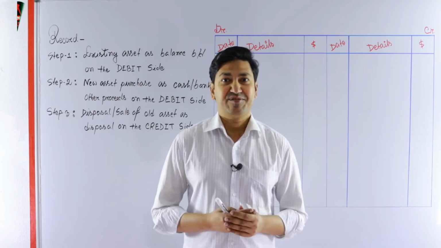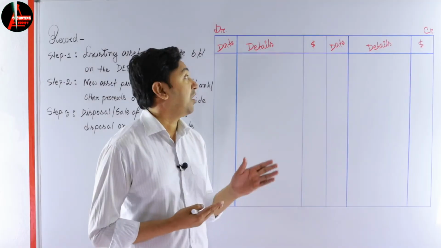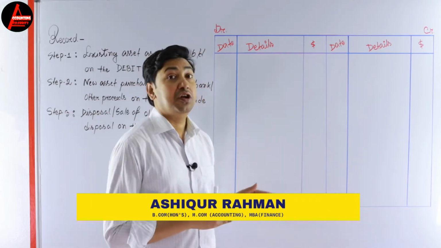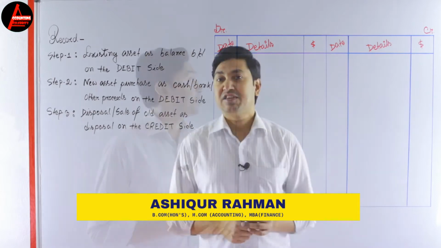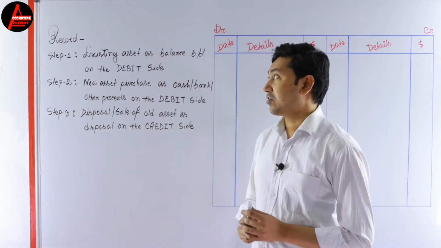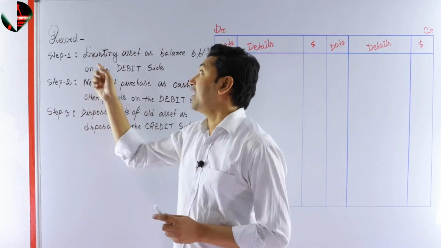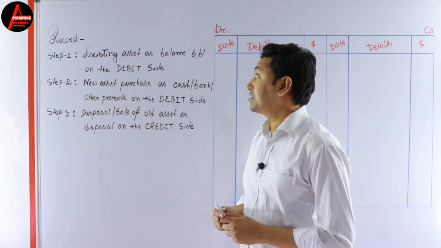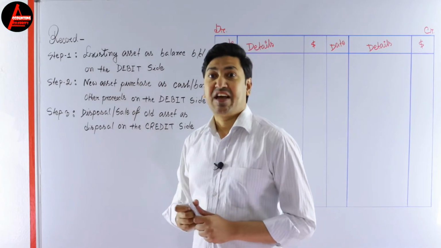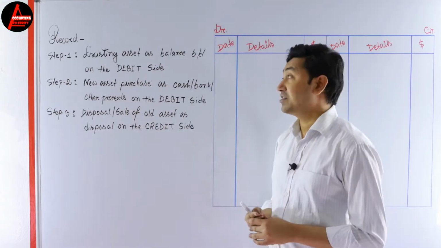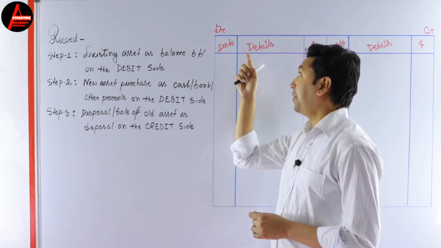Let's get started. So here you see the format of the asset account. Here I'll show you this account using an example question. See how to prepare this asset account. We will follow these three steps. We'll record existing assets as balance b/d on the debit side. Asset has a debit balance, so we will record asset as a balance b/d on the debit side.